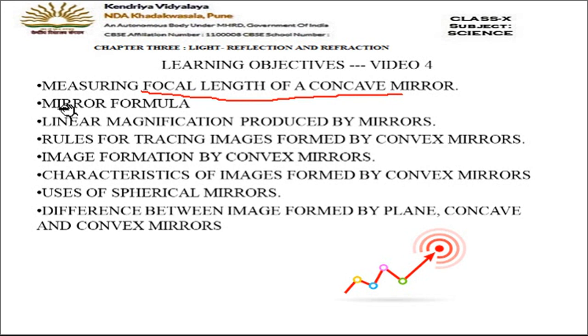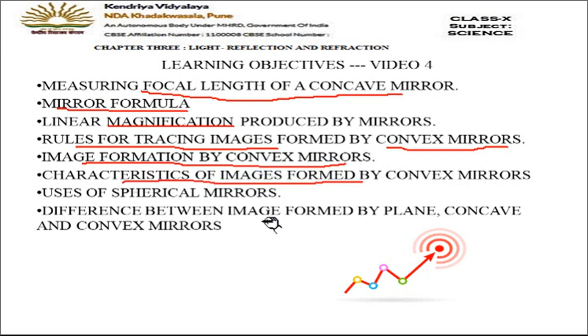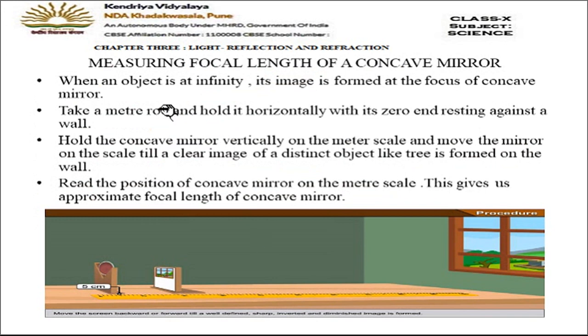After it we'll see the mirror formula concept, then what is magnification. Then we'll try to understand the rules for tracing the images formed by convex mirrors, then image formation by convex mirrors, characteristics of the images formed by convex mirrors, some of the uses of concave and convex mirrors, and lastly, the difference between the images formed by plane, concave, and convex mirrors. So let us start with the first topic, how to measure the focal length of the concave mirror.